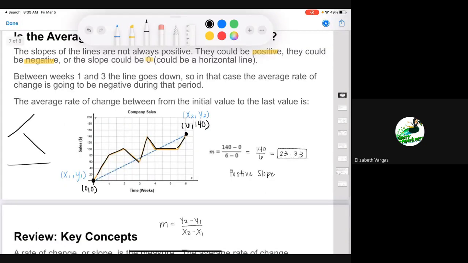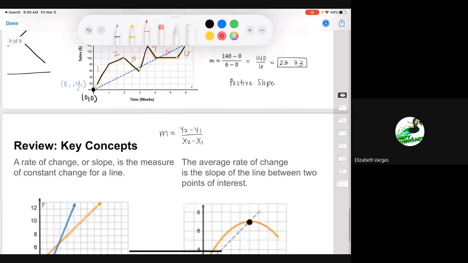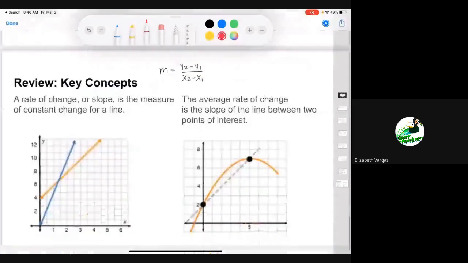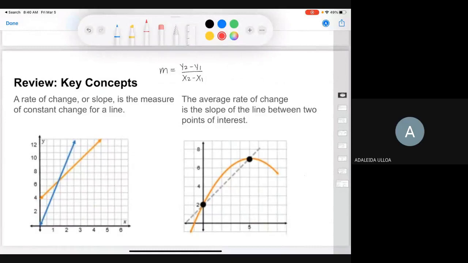So we'd be able to find the average rate of change of that. So one specific number, we wouldn't be looking for every single slope on that line. Because as you can see, the slope changes 1, 2, 3, 4, 5, 6 times. And so instead of us having to identify all 6 of those slopes, all we would have to do is go from the initial to the end point and find the average rate, or the average slope. Okay? Any questions about slopes or average rate of change? No, ma'am.